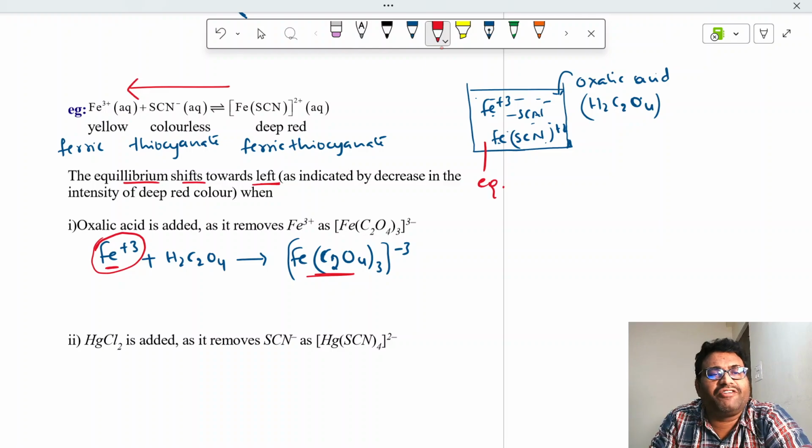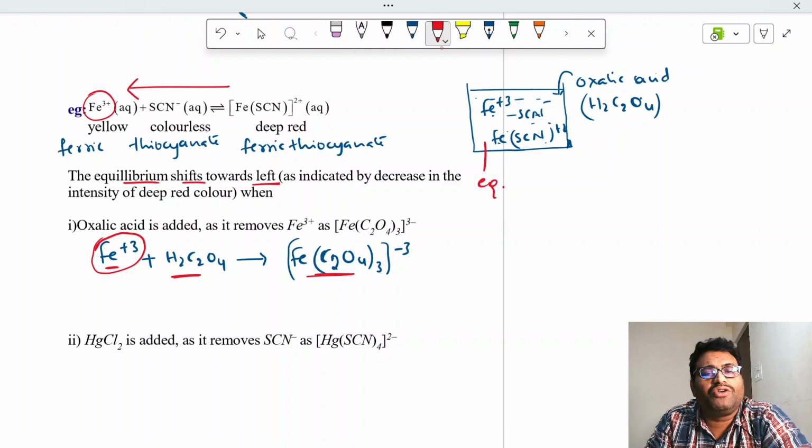The equilibrium shifts left. Why is it shifting left? Because you are removing some Fe+3, by adding oxalic acid. When some reactant is decreased, then what happens? To reproduce that lost reactant, the product must dissociate to form the reactant. So when the product is dissociating to form the reactant, the net rate of backward reaction is higher, so the equilibrium is shifted to the left.